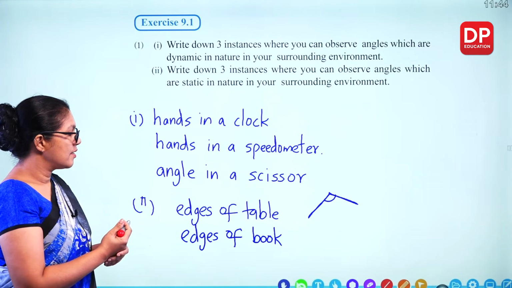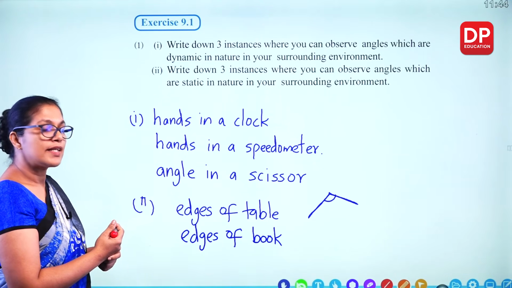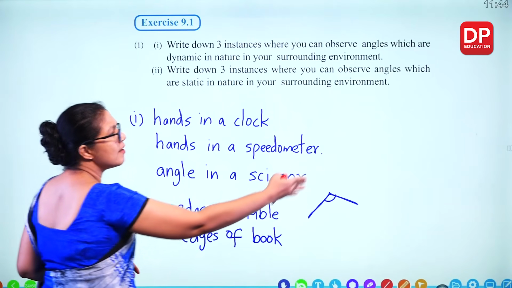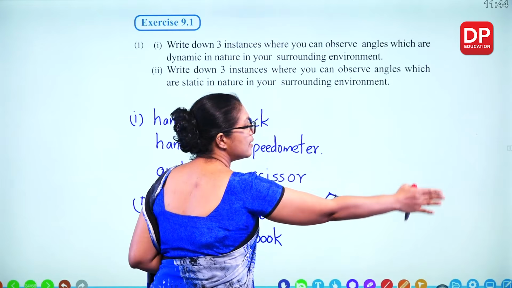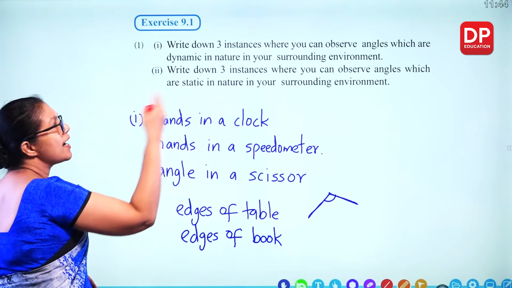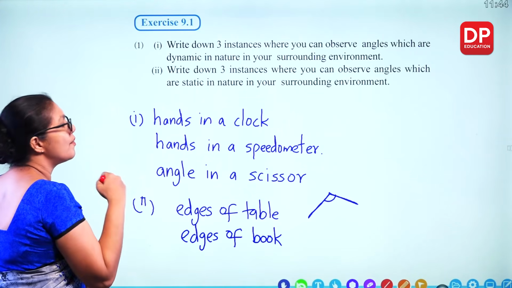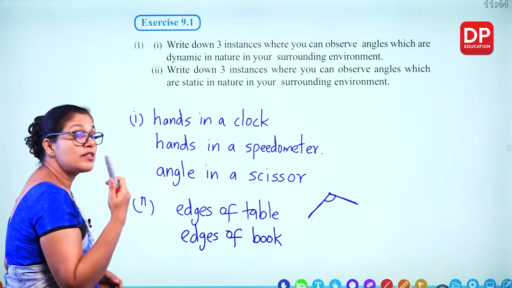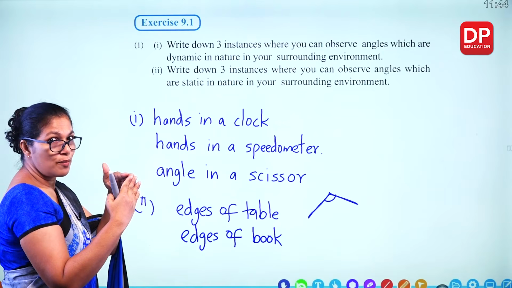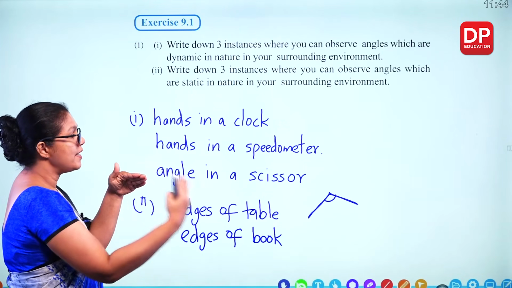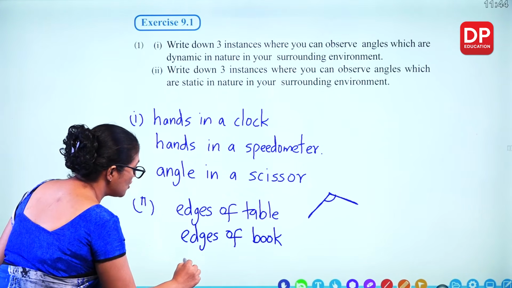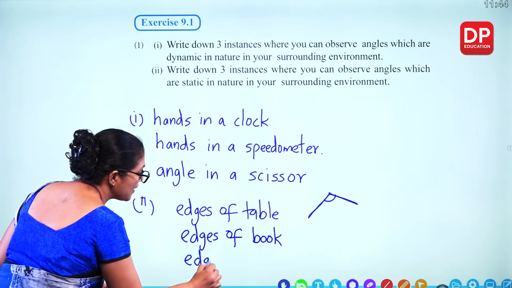And what else? Table, anything fixed here, wall and 2 walls, here the roof and the wall, any angle, so 90-degree angle you are getting. Or edges of a door only, not with the wall. If you are opening the door, it's changing the angle. But if you take a door separately, edges of a window or edges of a door, that's static.